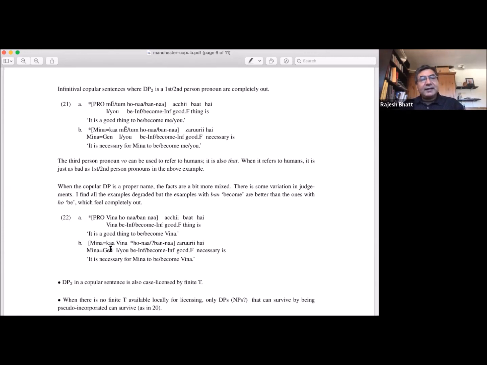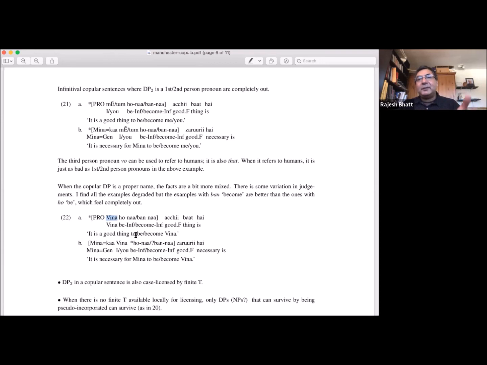so the idea here is that what's going wrong in 22 is independent of the hierarchy. So it doesn't matter what the higher element is. This is just going bad because Veena is not being case licensed, and Veena needs it in Hindi. So I should mention the corresponding sentence in German is okay. So I think something like, it is not easy to be me, in German is fine. But in Hindi, this is really bad. And the idea is that this element also needs case licensing. And since that is not available, this is going bad. So there is no person hierarchy effect here because there's no agreement.